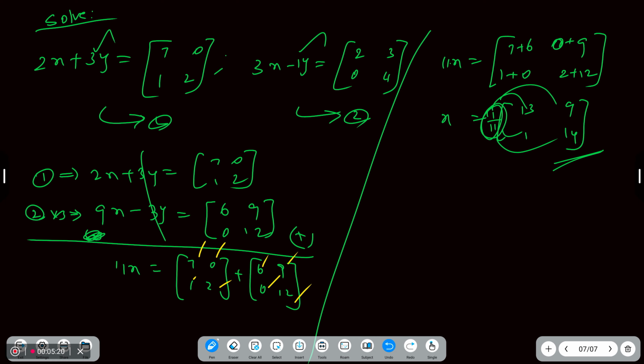If you want to find y, you can substitute x in equation 1 or 2, or with the help of elimination also you can find y. That is our wish. Either substitute or use elimination. This is also one of the ways they will ask in the third chapter. Okay.